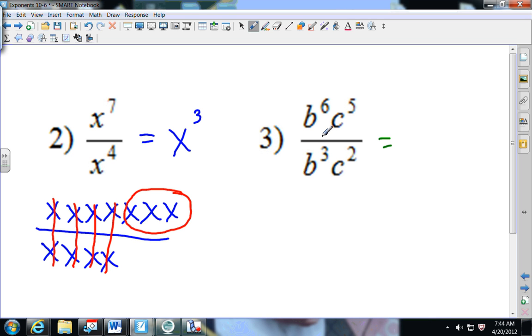Now, again, right here you're dividing, so you're going to subtract the exponents. My base is b. You always take the top number minus the bottom, so you have 6 minus 3, which is 3. The next one here, I have c. There's c in the top and the bottom. You take the top minus the bottom. 5 minus 2 is 3.